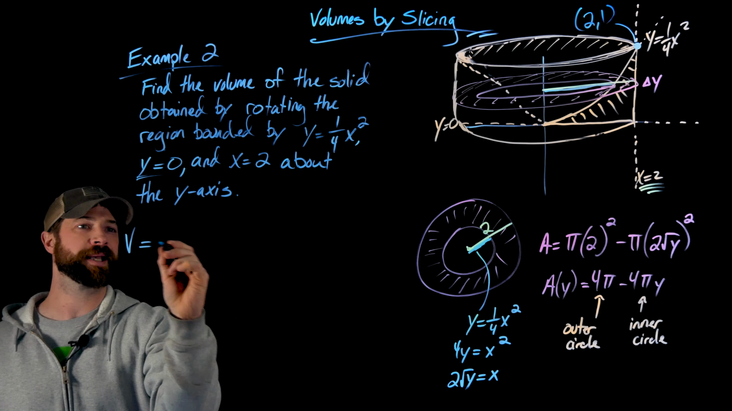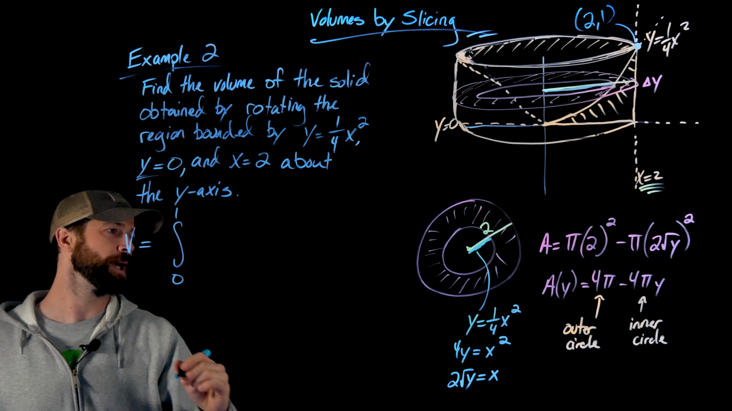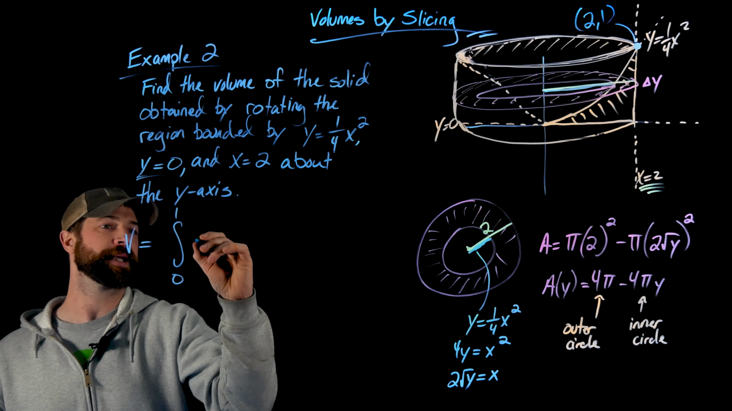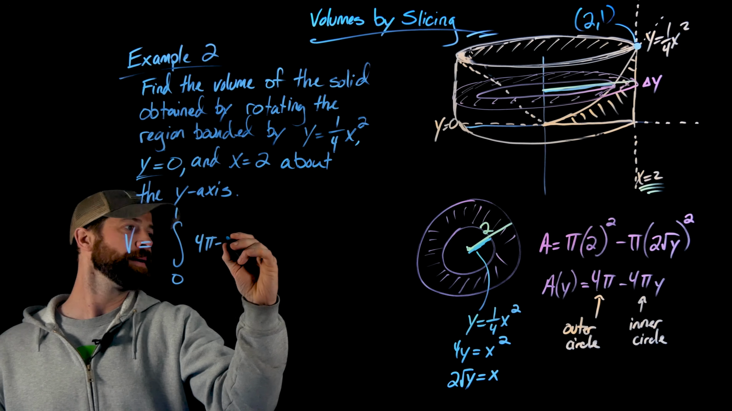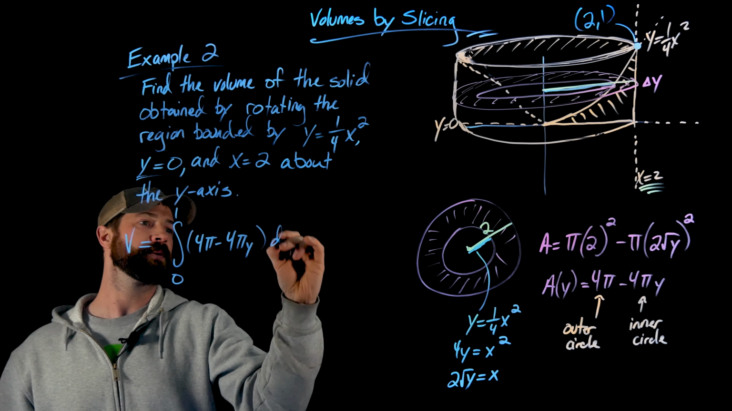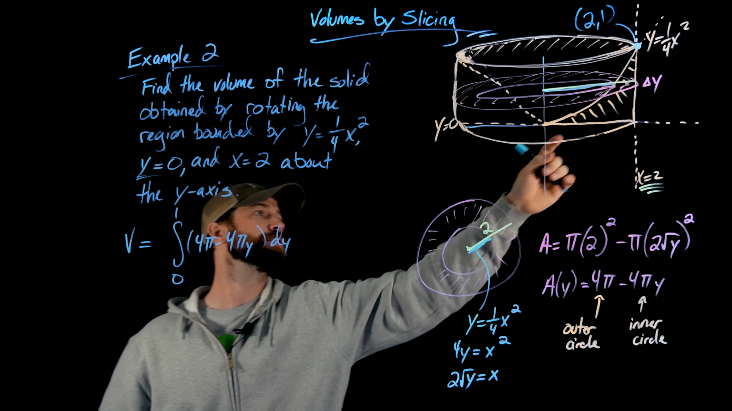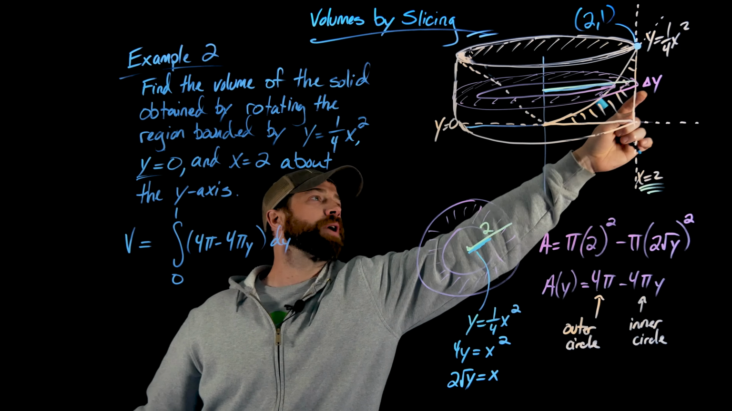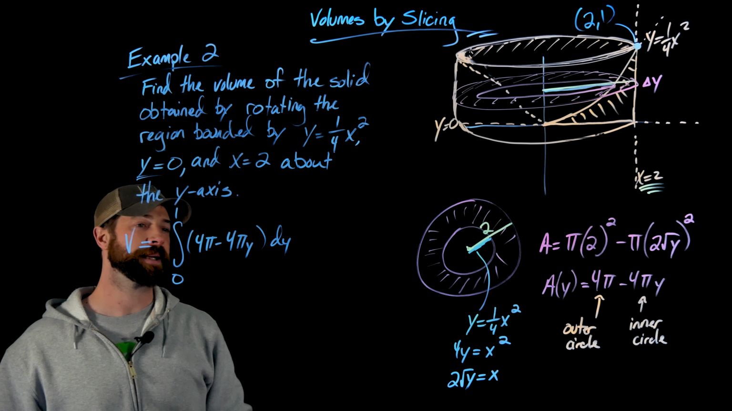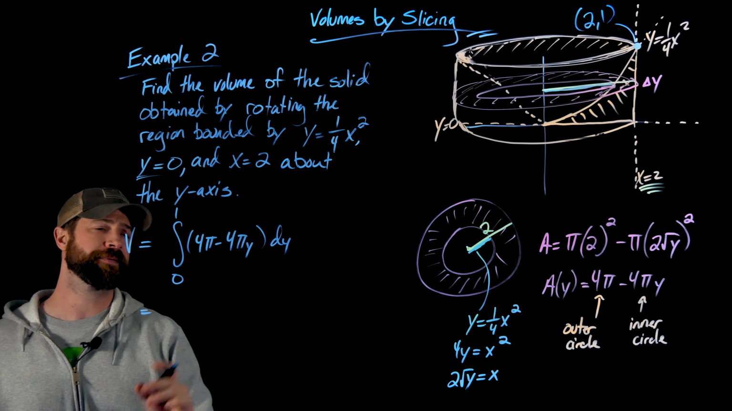Our volume then is integrating for y from 0 to 1. Our cross-sectional areas are described by this right here. So we have 4 pi minus 4 pi y, and then dy. And again, that dy is with respect to y is our area, but also because these cross-sectional pieces have these little widths of y. So continuing to integrate this, pretty straightforward.